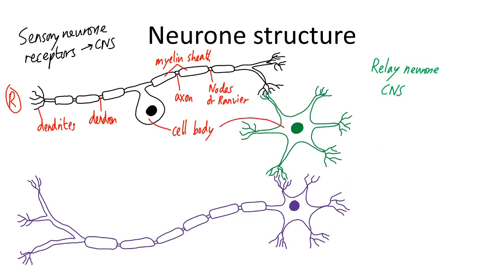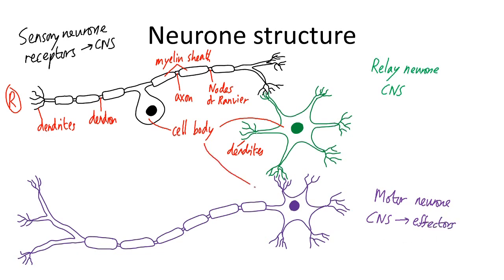So again, here we see that it has a cell body with the nucleus, etc., and it also has dendrites extending out of it to form connections to other cells. Now this purple cell that it's connected to over here is a motor neuron. And motor neurons connect the central nervous system, or the relay neurons specifically, to the effectors. So effectors are things like muscles and glands, and they produce the response.